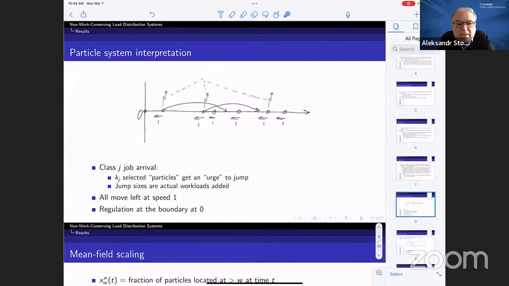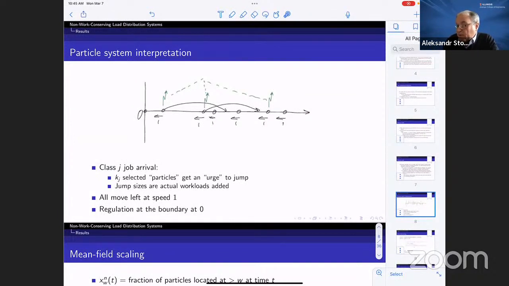It's very useful to look at the system from the point of view of moving particles, right? So if you can represent servers as particles, server workload will become the location of the particle. So these particle locations are on the positive half axis, right? And the particles move like this. So when nothing happens, normally they move left at speed 1, each of them, right?